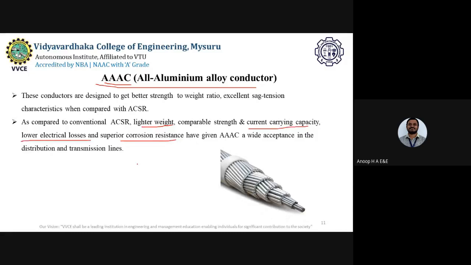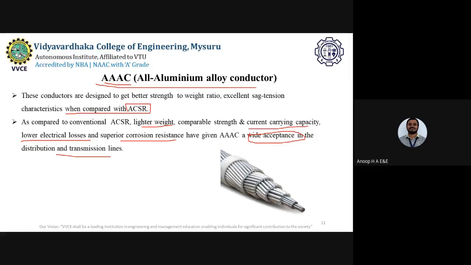So these are generally being used in case of the transmission and distribution lines where it is generally widely accepted. Most of the times we'll be using the ACSR conductors only. ACSR conductor is one thing which is quite commonly used once we have this. So we use ACSR conductors only.